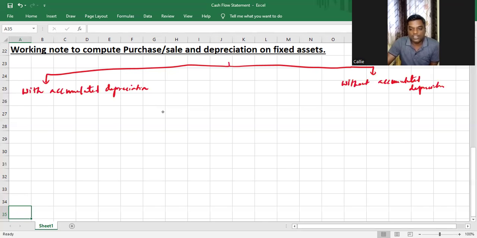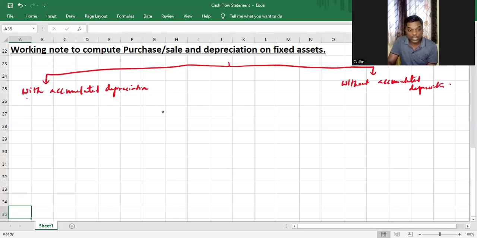Actually, there are two ways of accounting for depreciation. There are many methods to calculate depreciation, but two methods to account for depreciation. One is using the accumulated depreciation account, which is also called the provision for depreciation account. The other is without using the accumulated depreciation account, which we would have learned in 11th standard. Even if you've forgotten that, it's all right. I'm going to teach you how to do this.